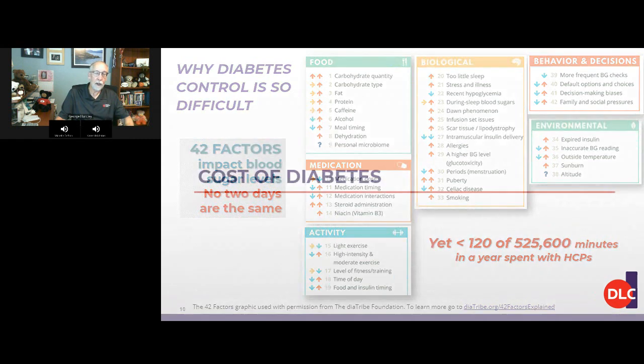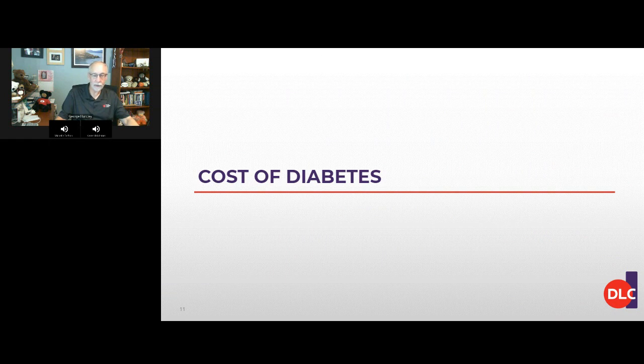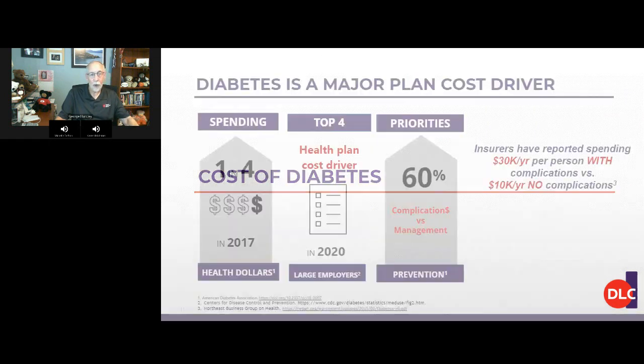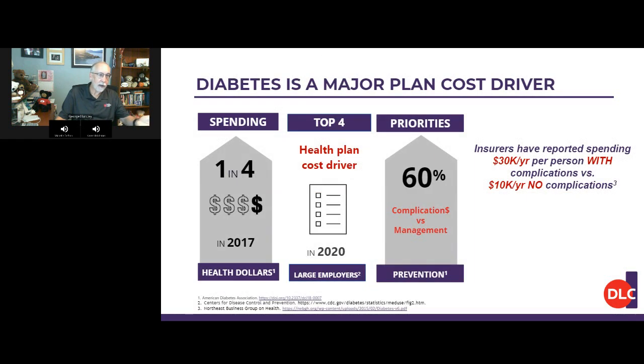So let's talk a little bit about the cost of diabetes. Again, it's expensive. 1 in 4 healthcare dollars from 2017. I think the pandemic probably slowed up the next publication of this. This data tends to come out every 5 years, but I think it got slowed down. It's a top 4 health plan cost driver. Everybody in the audience here watching this knows that. You don't need me to tell you it's a big driver of your plan.